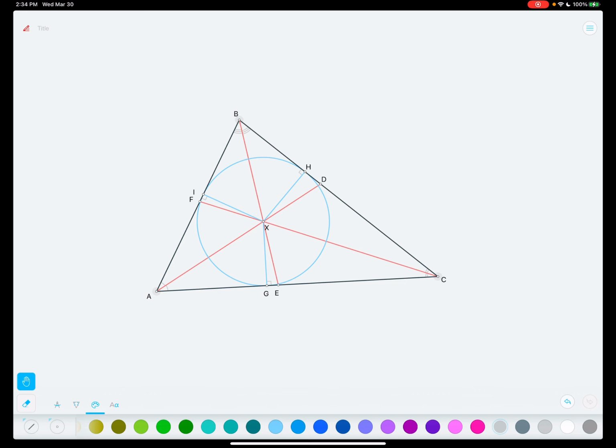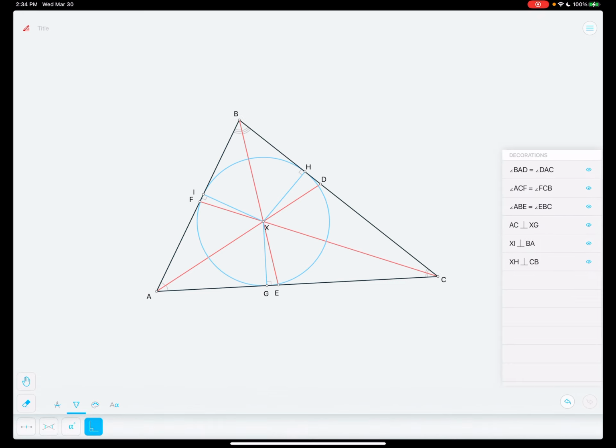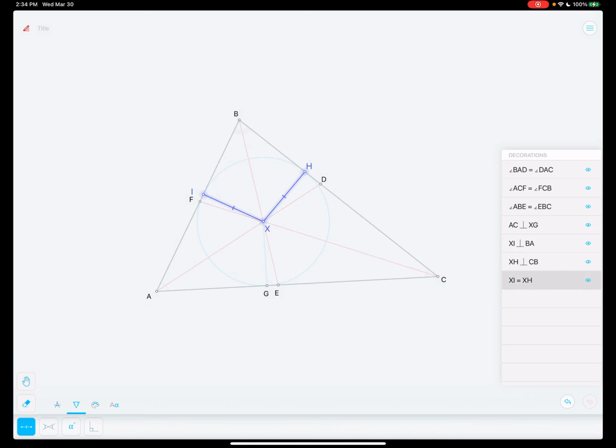So in summary, we have an incenter, point X, which is the center of the largest circle that can fit inside of a triangle, and the distance between that center to all of my edges, so XI, XH, and XG, all of those distances are going to be the same. So an incenter is the intersection of three angle bisectors, which create the center for the inscribed circle.